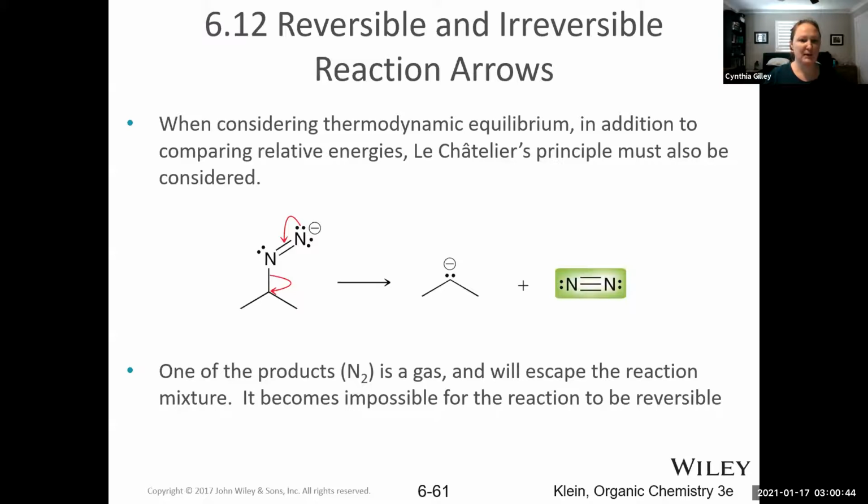When you're considering reversibility, you also need to consider Le Chatelier's principle, right? For example, if you have a step where you're kicking off nitrogen gas and forming a carbanion, and the reaction is open to the atmosphere so the nitrogen gas is allowed to escape, then it would be impossible for the step to reverse. So you have to keep in mind that escaping gases can essentially create an irreversible step.